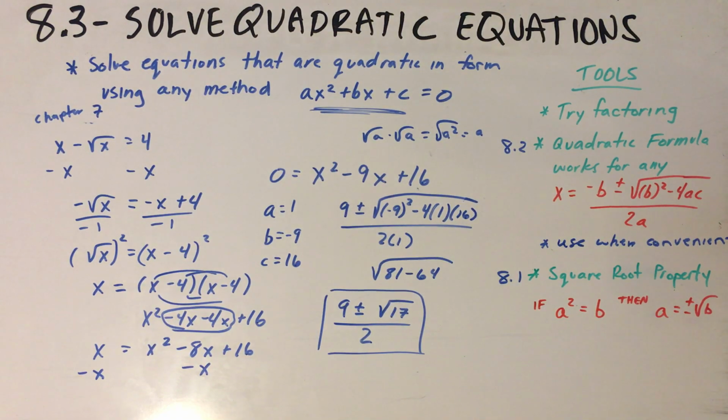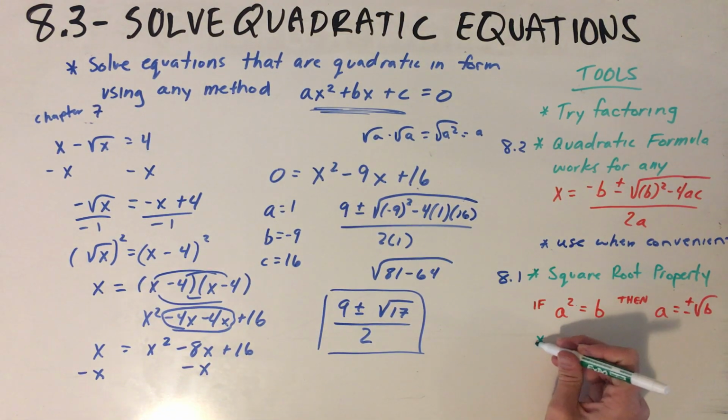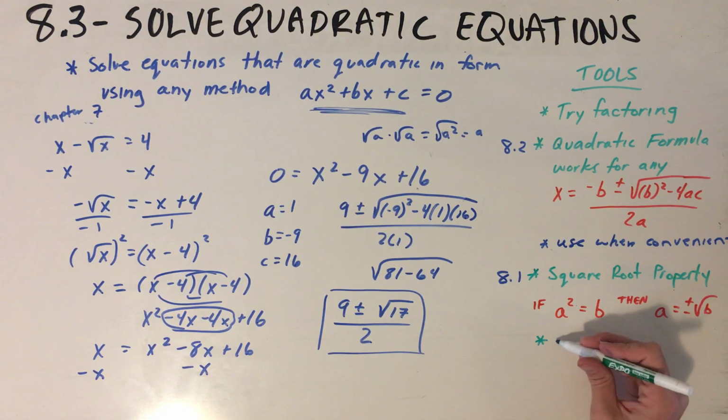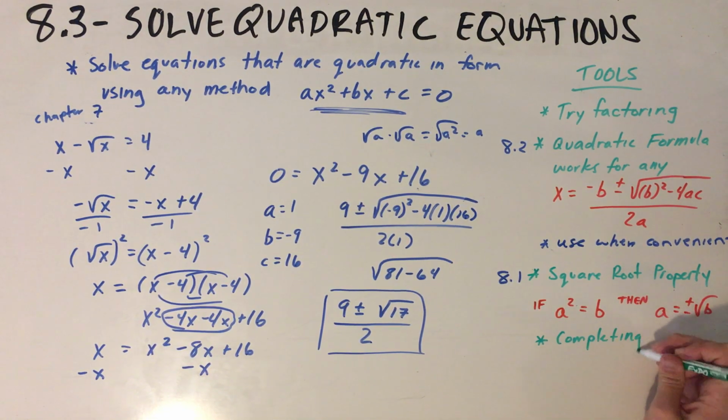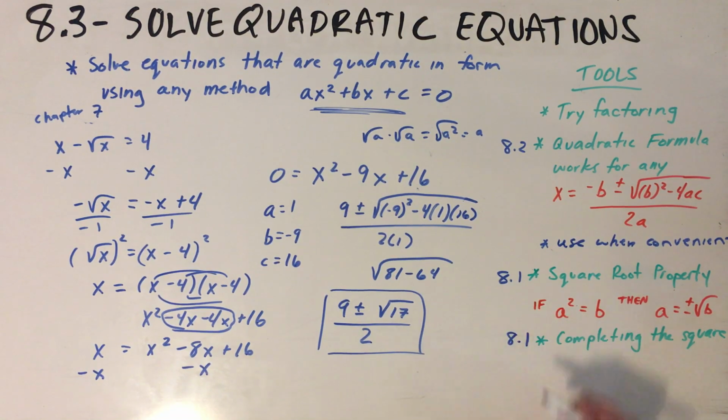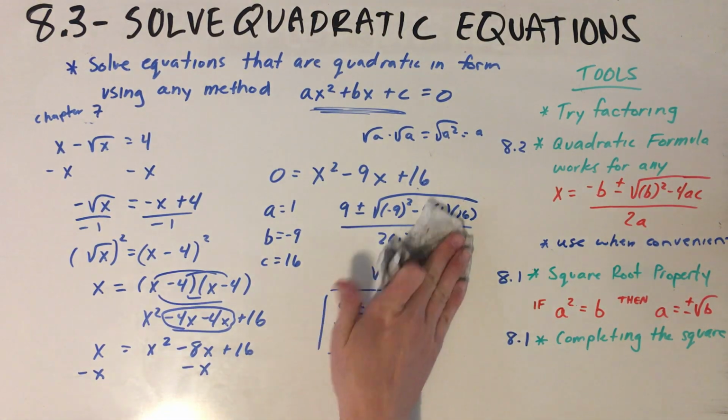Also wanted to mention that here under the square root property, as part of it, we could use completing the square, which we have an entire video on completing the square from 8.1 as well. So we will probably do that in one of these problems.